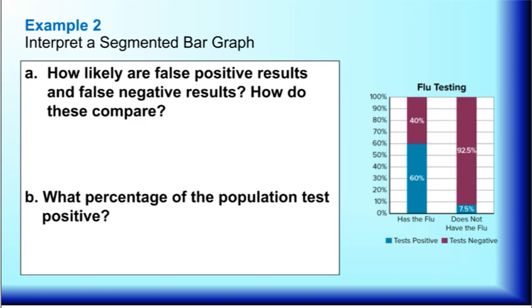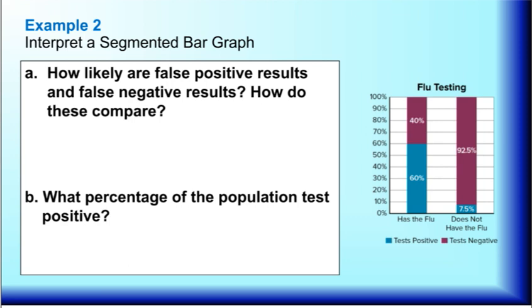So just to make things a little bit clear for you, a false positive means that someone tests positive even though they do not have the flu. And a false negative means that someone tests negative even though they do have the flu.